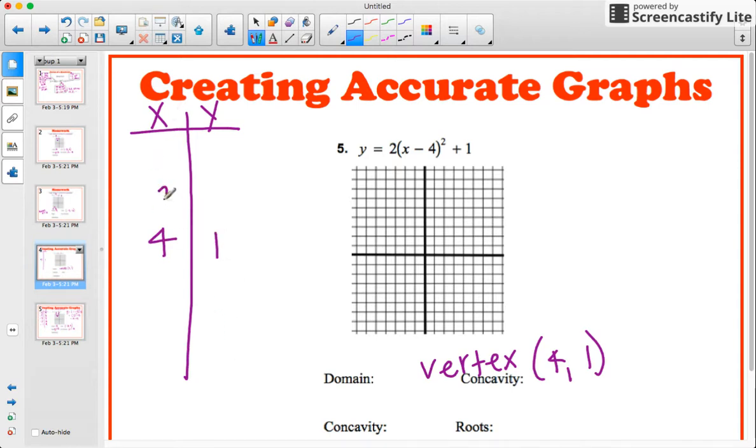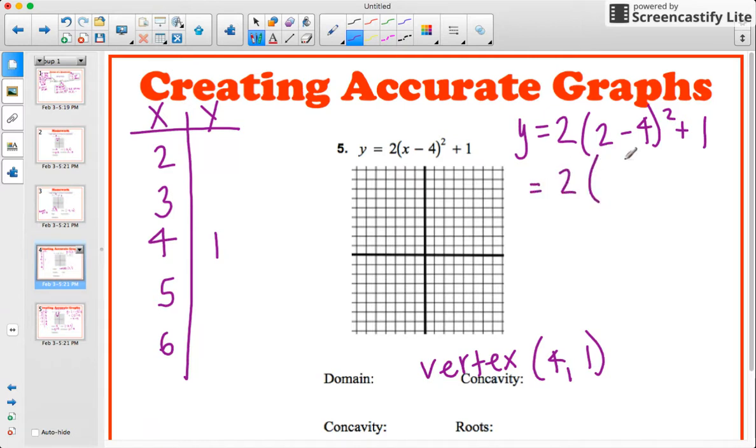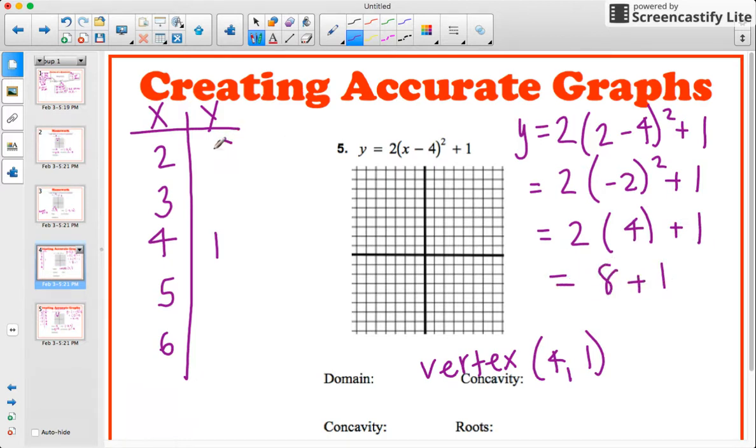The values up here will be a little bit smaller than 4. The values up here will be a little bit larger than 4. So y equals 2 times (2 minus 4) squared plus 1. We'll do the parentheses first. This will give me negative 2 squared plus 1. Negative 2 squared is 4, times 2 is 8, plus 1. So when I plug in 2, it looks like I get 9.